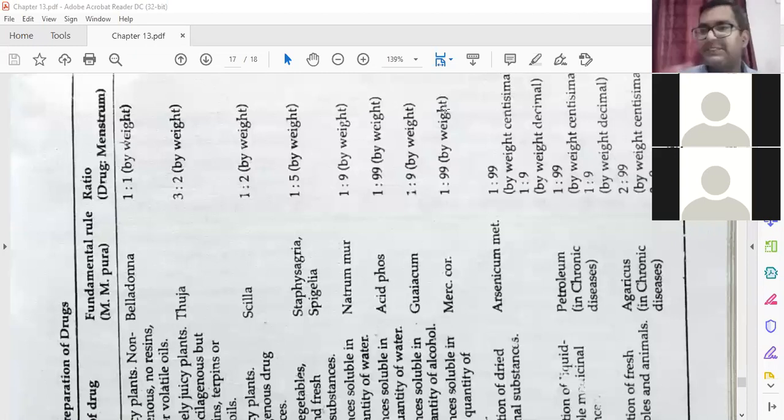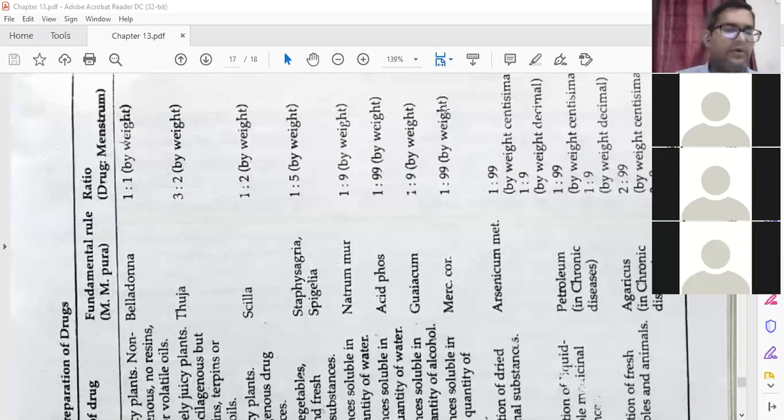Medicinal loss: there is no medicinal loss. Duration: after mixing we have to keep it for 8 days. Remember it. Process of potentization: we will do succussion because it is liquid. So you are getting it, right? Yes, sir. Go through this table. Follow this table, because this table is essential, I told you.